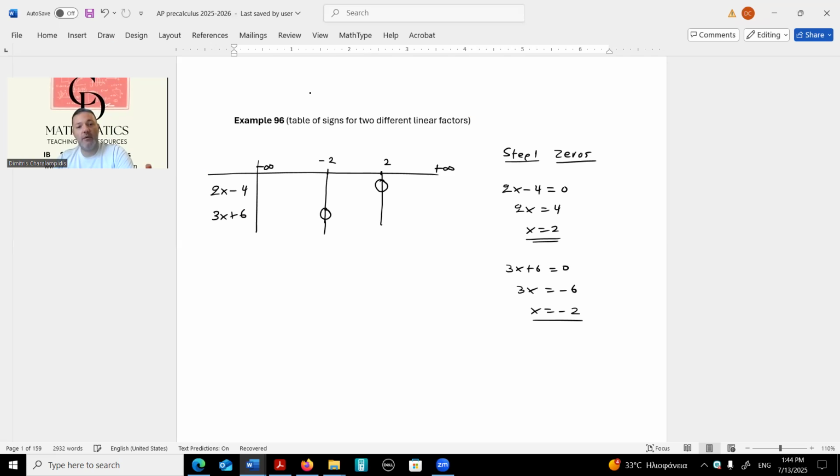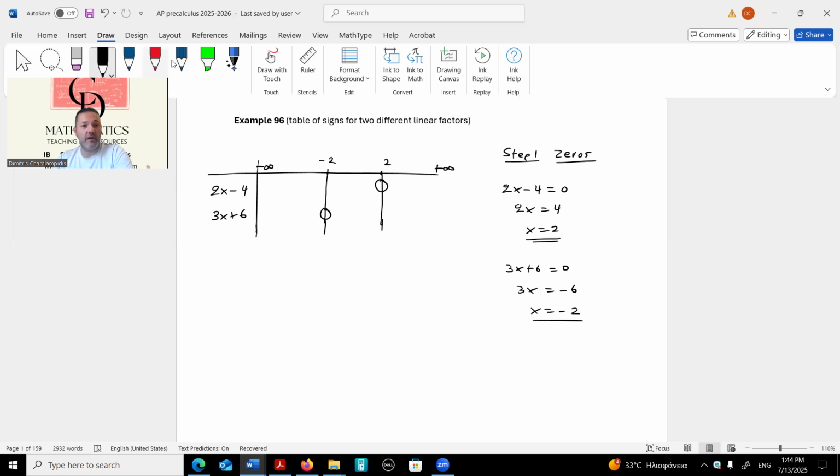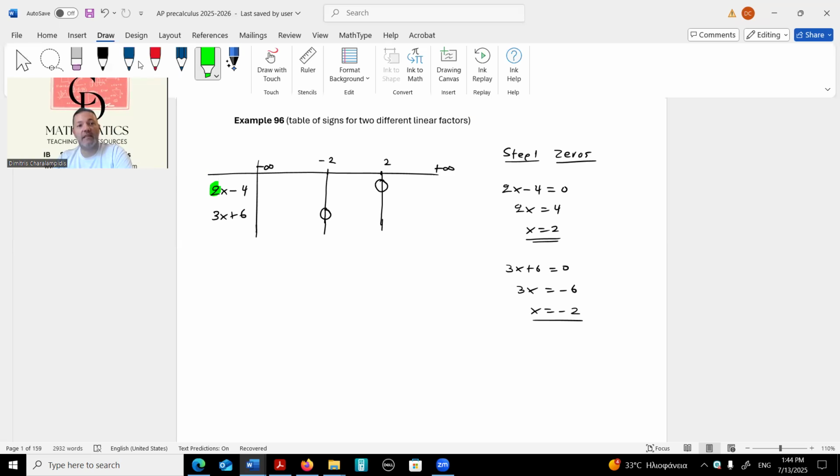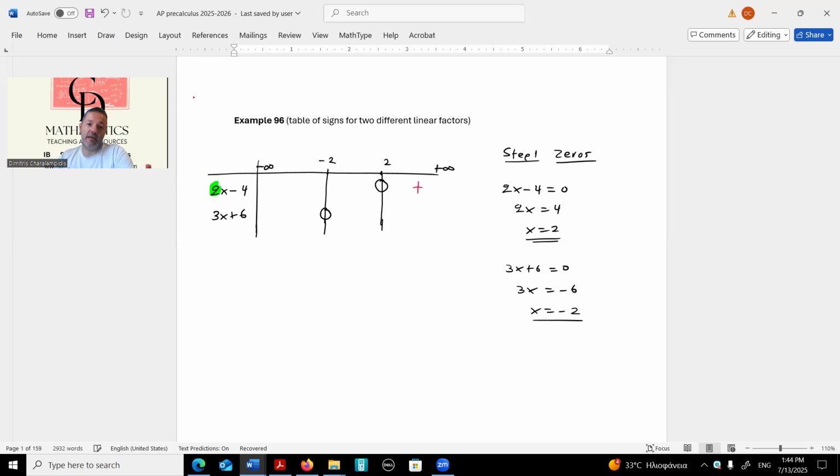Now, I will act as if I had each one of them in a separate way. 2x minus 4, the coefficient of x, here, number 2, is positive, which means that at the right of each 0, it will also be positive, and at the left, it will be negative. 3x plus 6, the coefficient of x is positive. So yet again, at the right of each 0, it will also be positive, and at the left, negative.